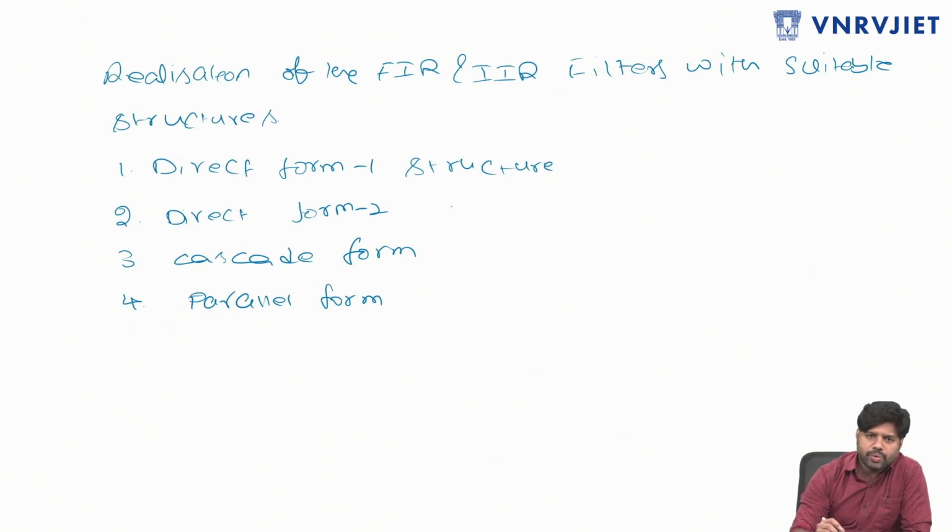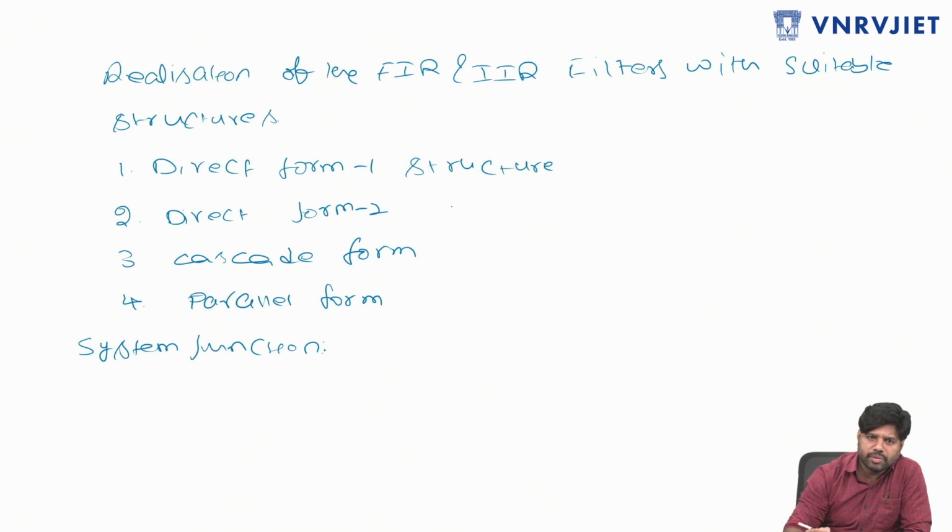Before analyzing the filters with these suitable structures, first you should know what basic elements will be utilized to implement these filters with the different kinds of structures. And also, before discussing the basic elements, you should know about the system function. Once you know the system function, then later we will discuss the basic elements utilized to implement the filters with suitable structures and different kinds of forms, and how the system function will be implemented. So now, first we see the system function.